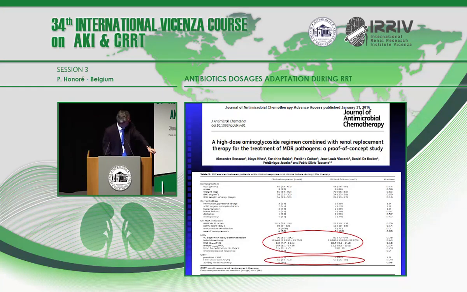And by doing this, out of 8 patients that were responding to the therapy, they had 5 survivors, and 4 of these 5 had a normal kidney function when leaving the hospital. So this is feasible even in those very sick patients.